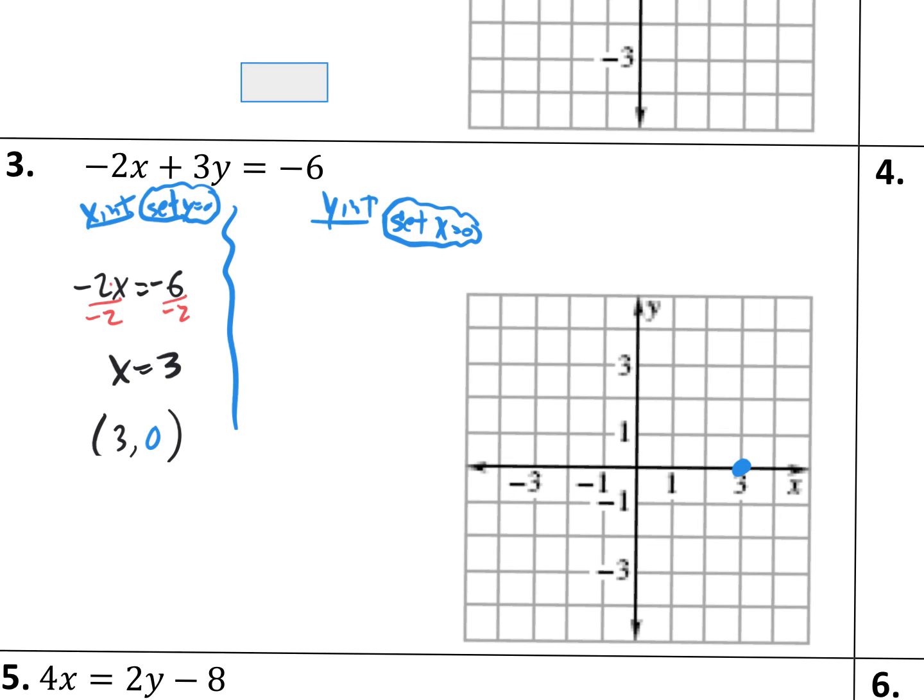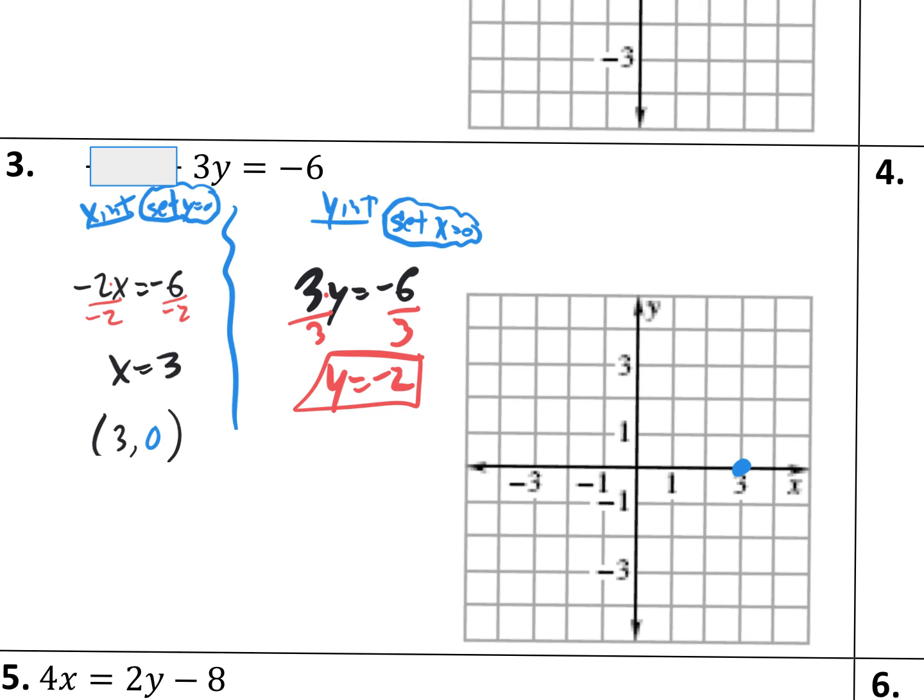So it's as easy as covering up the x term. And what kind of equation do you have left? You have a 3y equals negative 6. So you could write that down if you want. 3y equals negative 6. What do you do to get y by itself? Divide by 3, divide by 3. Y equals negative 2. Now, that tells you that it crosses the y-axis at negative 2. So it would be down here.